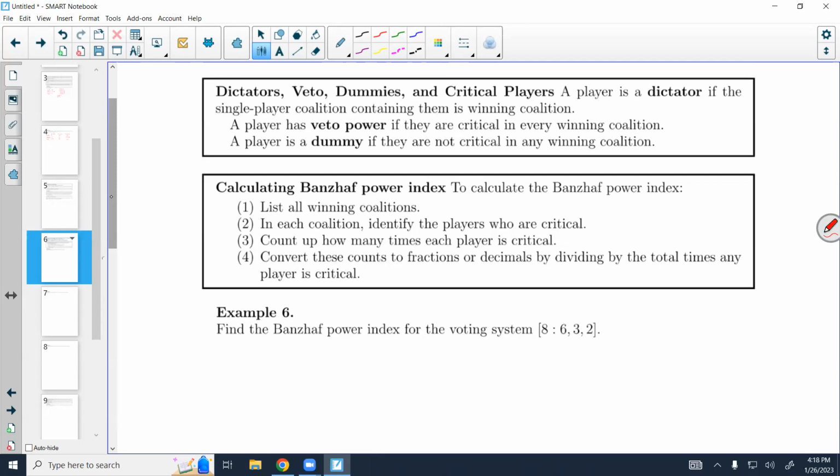Then we reiterate this for coalitions: dictators, veto, dummies, and critical players. A player is a dictator if the single-player coalition containing them is a winning coalition. Same principles, but we're talking about coalitions now. A player has veto power if they are critical in every winning coalition. A player is a dummy if they are not critical in any winning coalition.